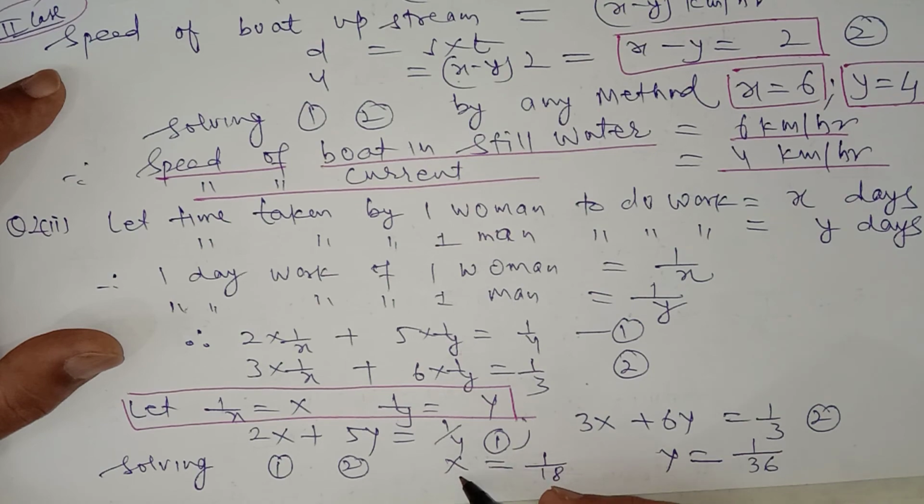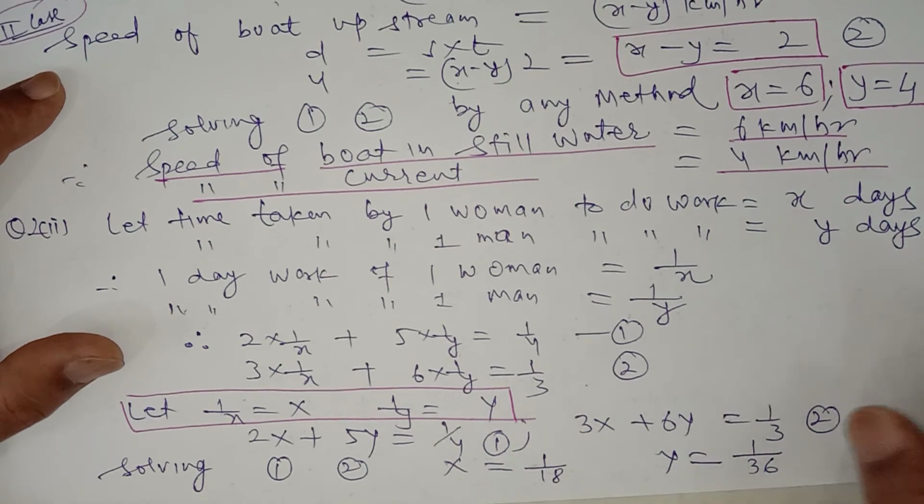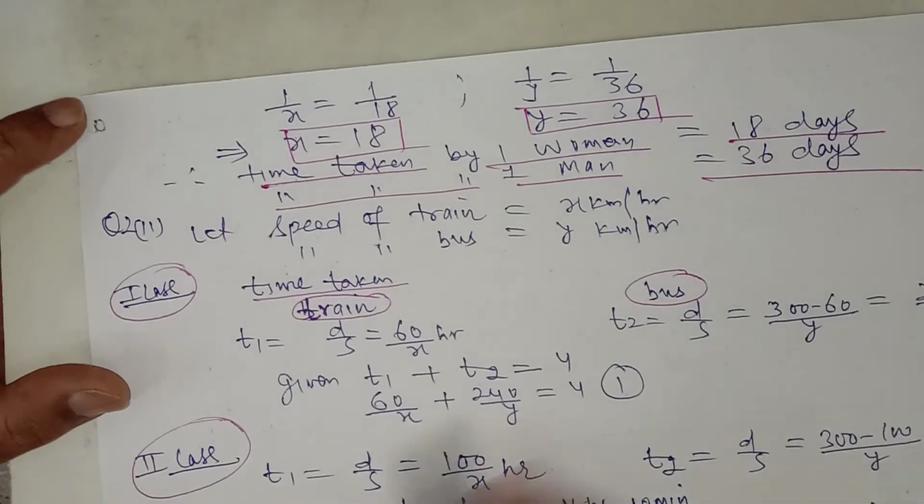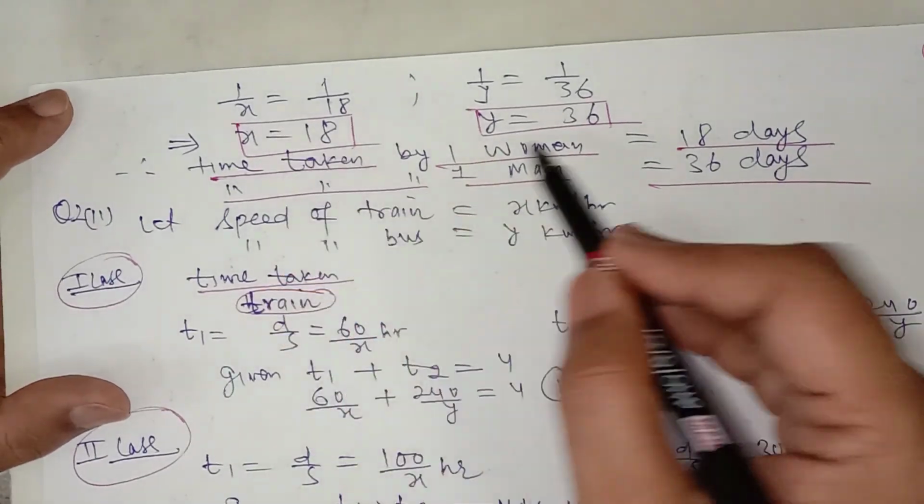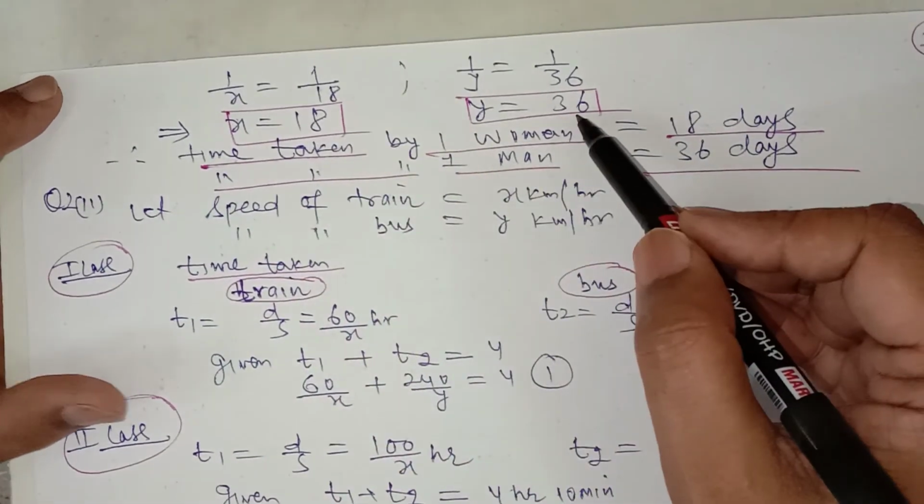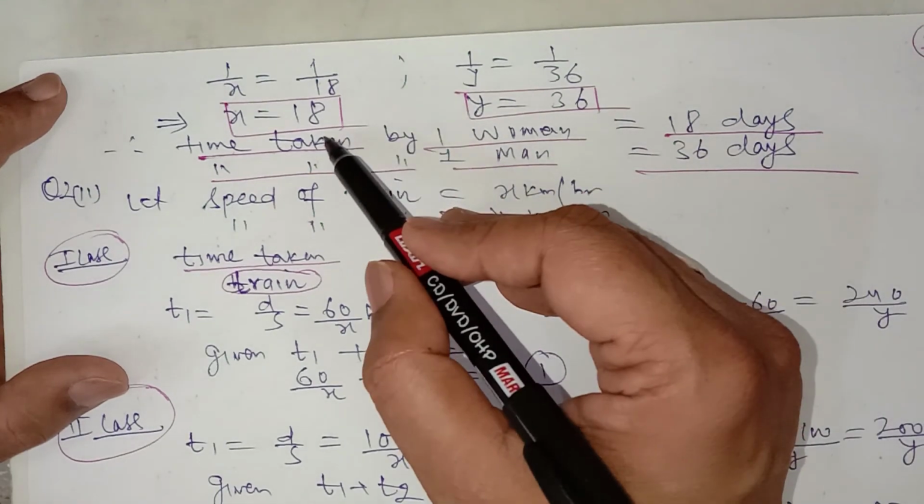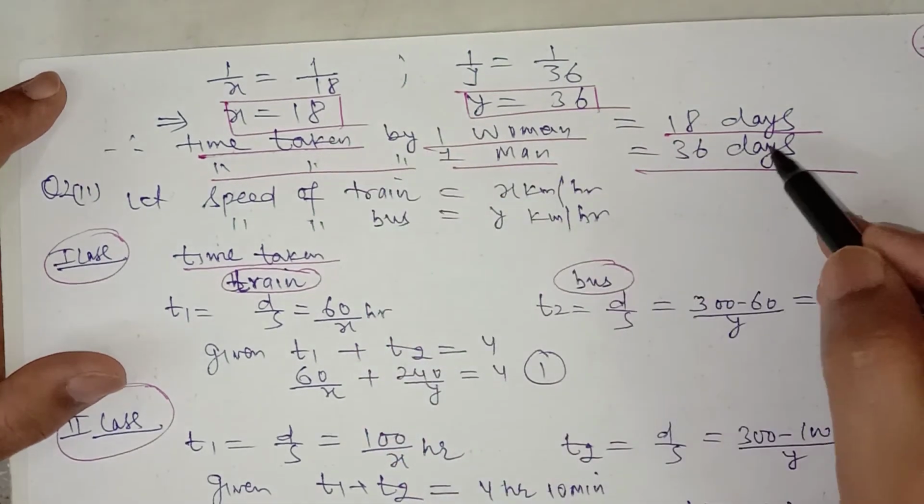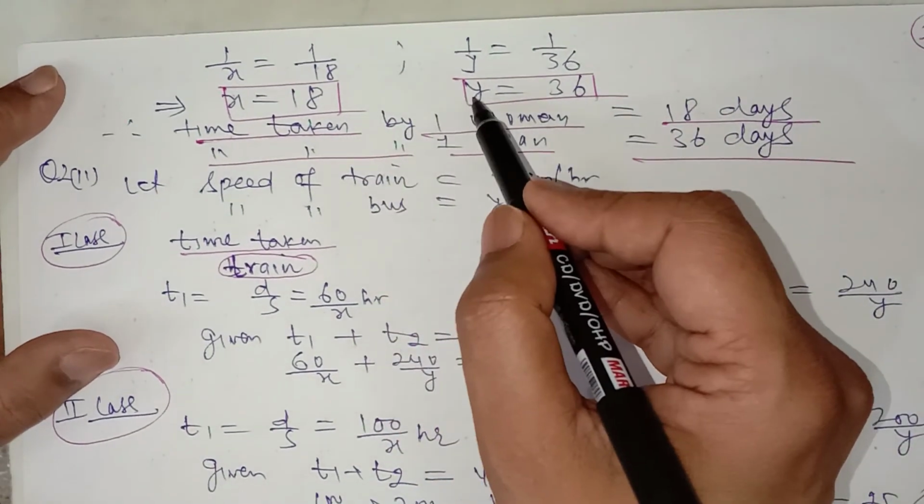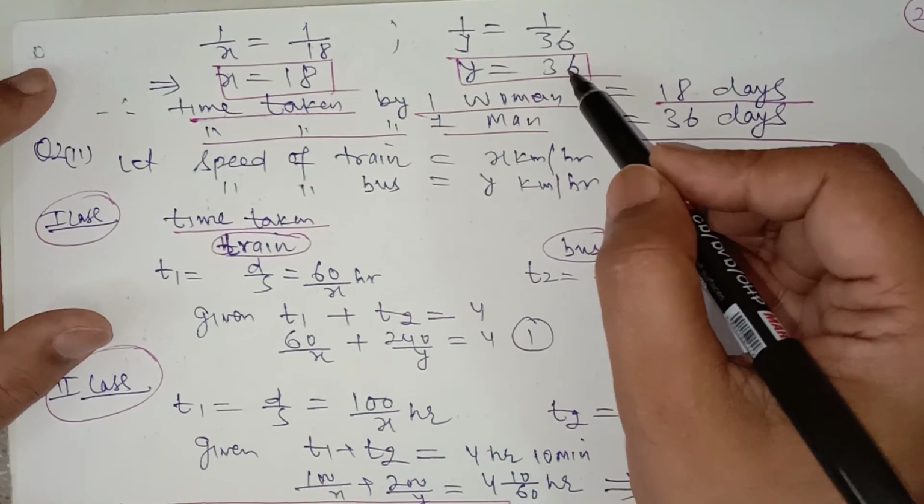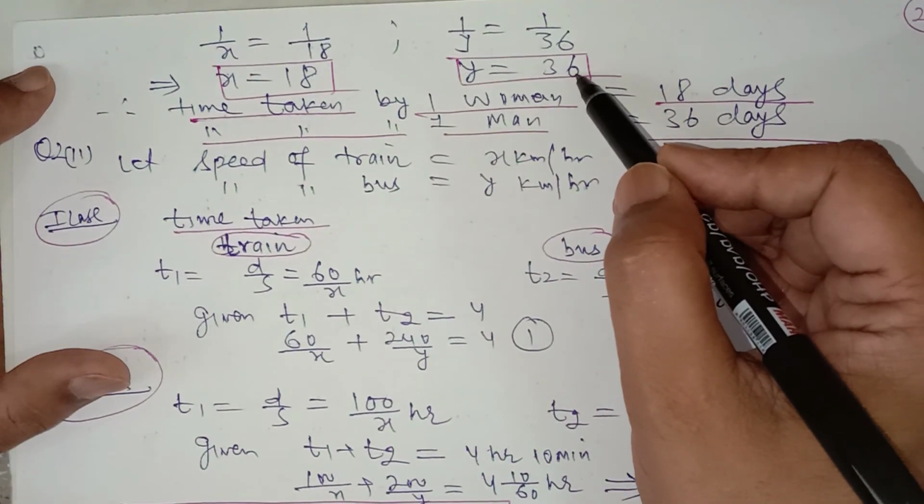Now capital X is 1/x, capital Y is 1/y. So we'll get the values of x and y, which are 18 and 36. It means the time taken by one woman to complete the work is 18 days, and the time taken by one man to complete the work is 36 days.